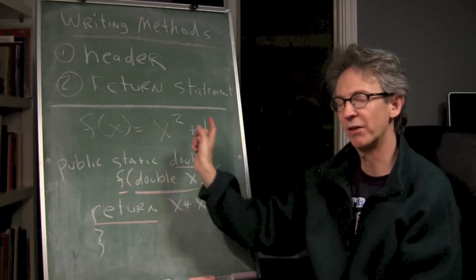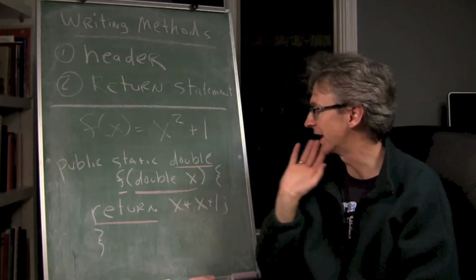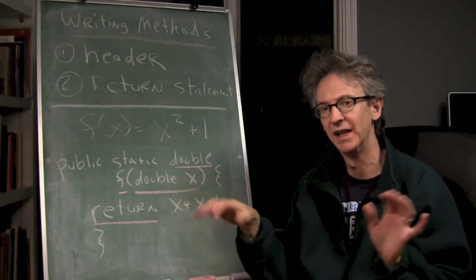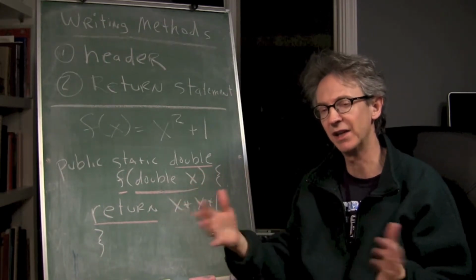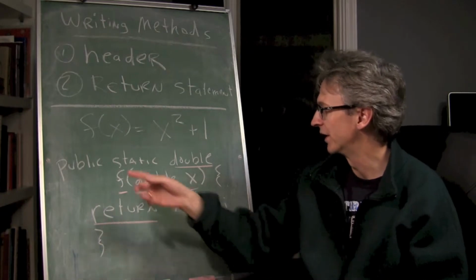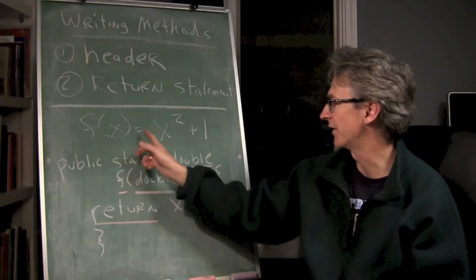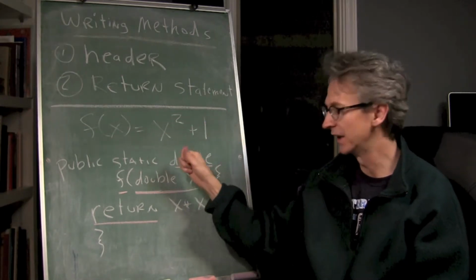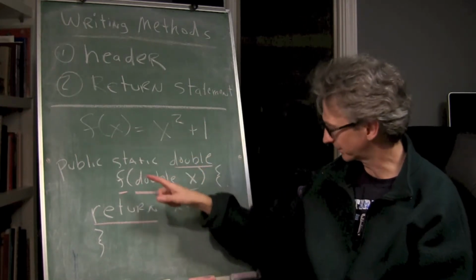So let's start with the math function we covered last time. Let's say you always need to calculate, or many times you need to calculate, x squared plus 1. So take a number, square it, and add 1 to it. In math it looks like this: function of x is x squared plus 1. If you were to write this in Java, this is the way you would do it.